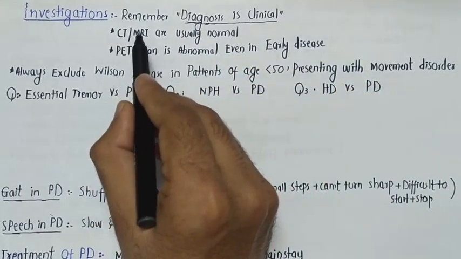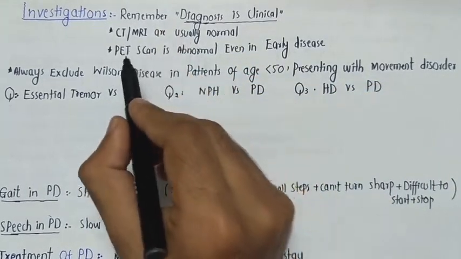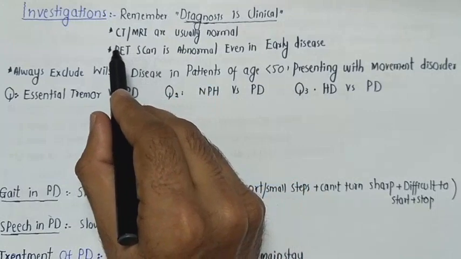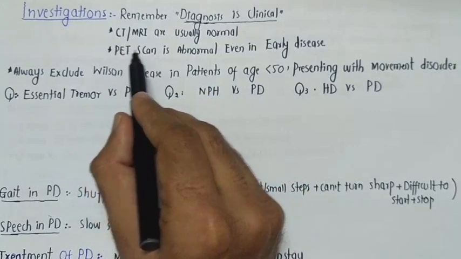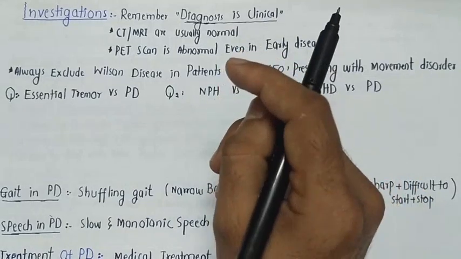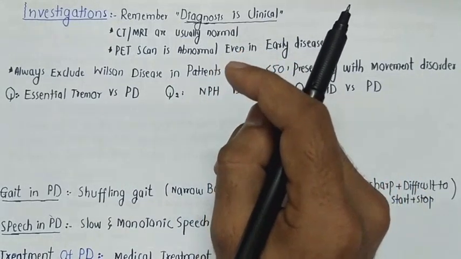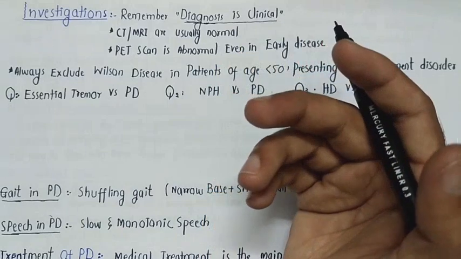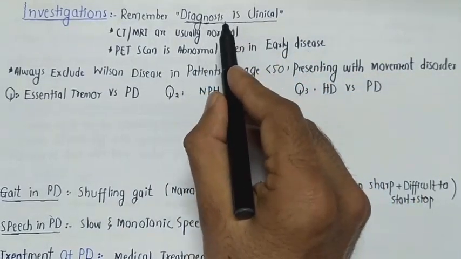The CT and MRI are usually normal. And the PET scan, which is the positron emission tomography scan, is abnormal even in the early disease. But remember, for establishing diagnosis, you don't need any investigation. You simply diagnose the patient from the clinical features.